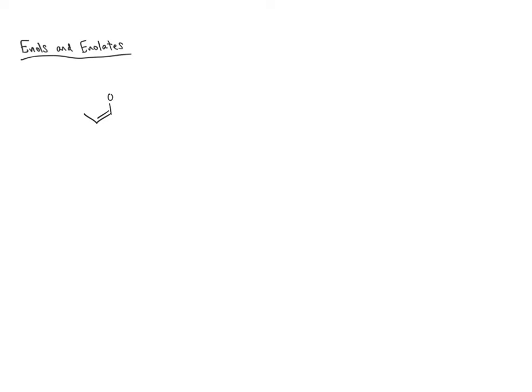So if we think of an enol as just being a hydroxyalkene, so here is an enol, right? En meaning alkene, ol meaning alcohol. If we take a base and deprotonate that enol, we get a structure known as an enolate. Right, so this is an enolate.